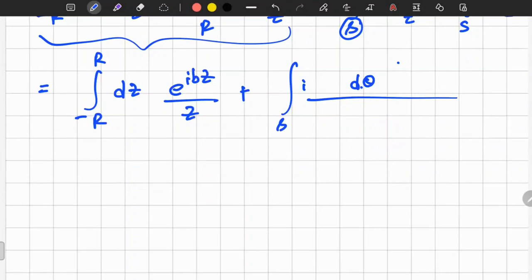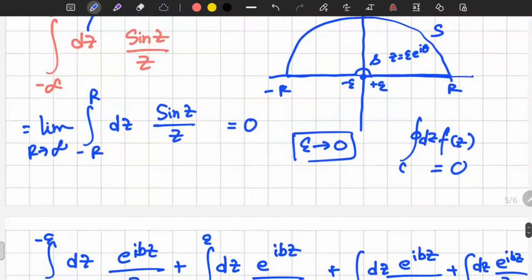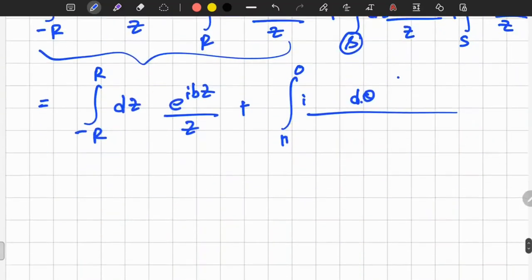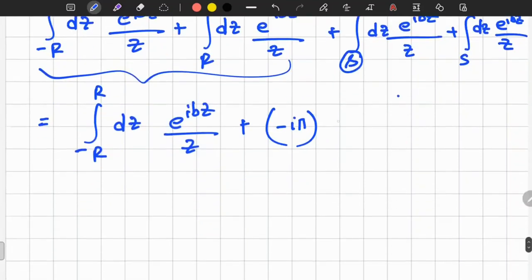So I d theta, and the limit is pi to 0 actually, because this angle is pi here, theta is varying, and this is 0. If we do that integration, now it is easy. It will be minus I pi.